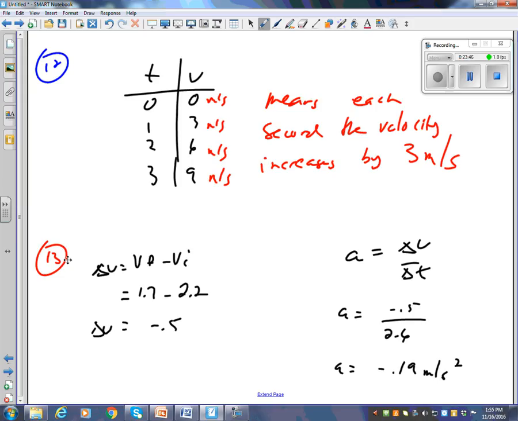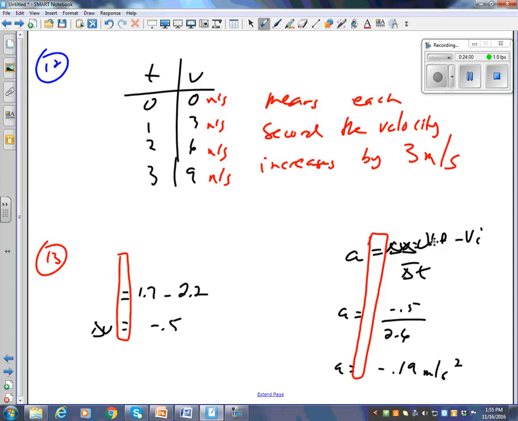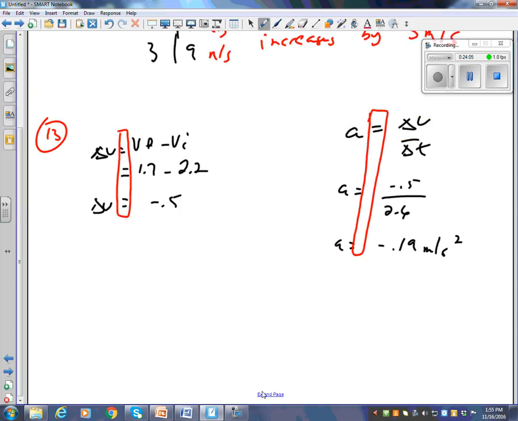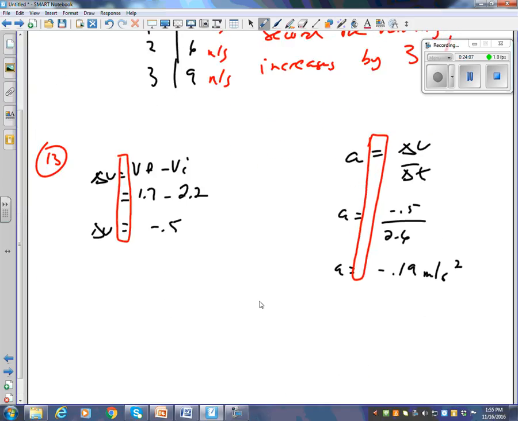Would it be alright if I put A equals delta V over delta T, and then underneath I put A equals... You can combine them, yeah. Yeah, that's fine. Yeah, you're just taking this and you're plugging it in. No problem. Okay? This is what I expect to see.